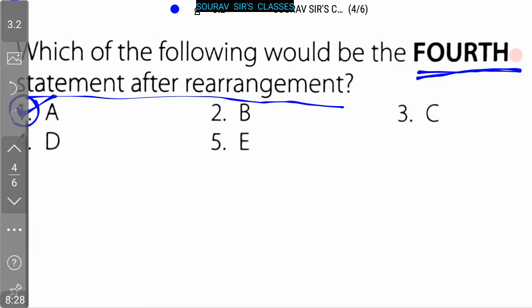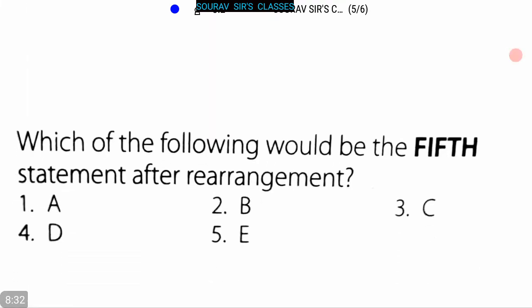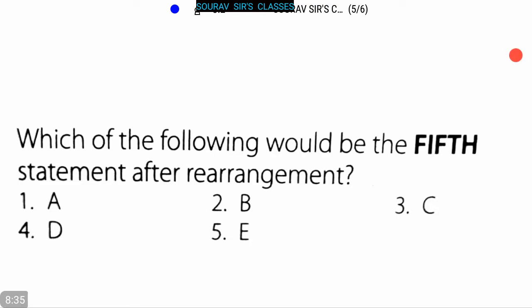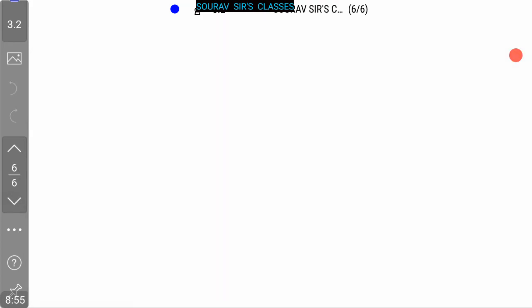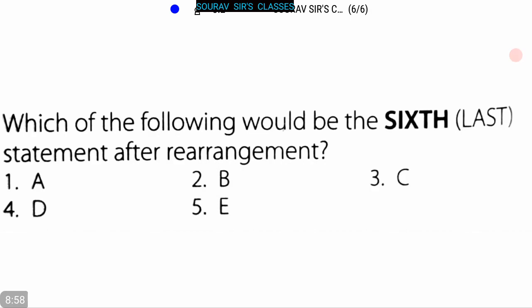Now our next question is, which of the following would be the fifth statement after the rearrangement? So we have to find out the fifth statement after the rearrangement, and that was E. So E is the fifth statement after the rearrangement. So option 5 is our answer. Now our next and the last question is, which of the following would be the sixth and the last statement after the rearrangement? So after the rearrangement, option 3, that is C, would be the sixth and the last statement, and this is our answer.